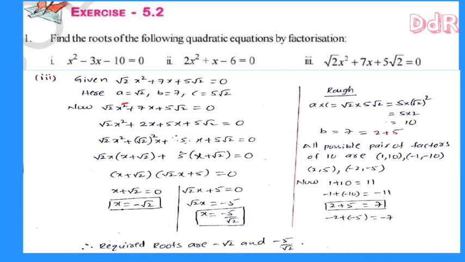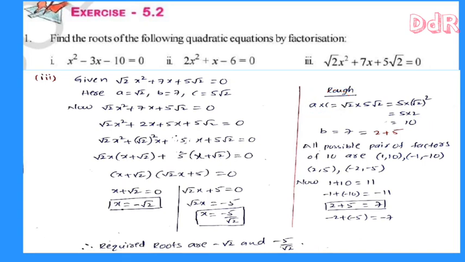Compare with the standard form of a quadratic equation. So a value is root 2, b value is 7, c value is 5 root 2. Next, multiply the first and last term. Root 2 into 5 root 2 is equal to 5 into root 2 whole square. Then the square root cancels. 5 into 2 equals 10. So the product of the first and last term is 10.